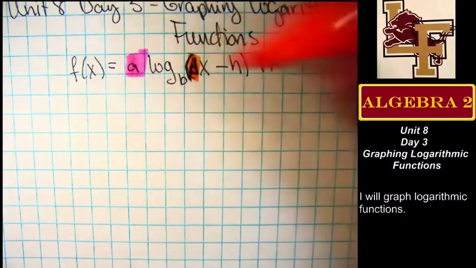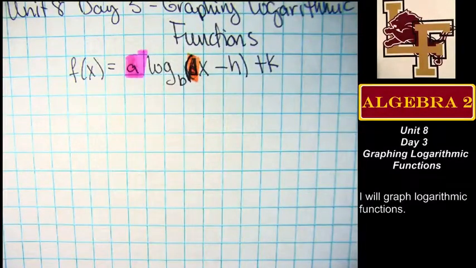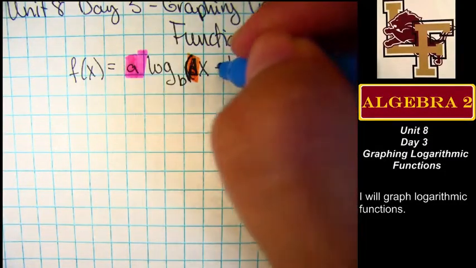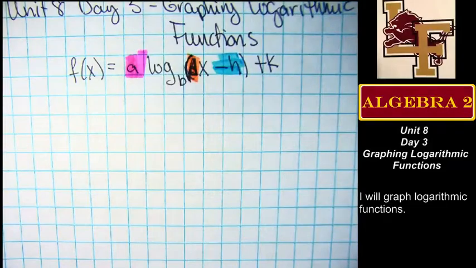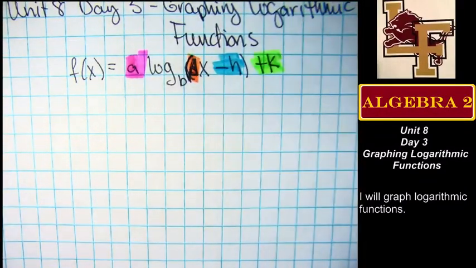Out here, inside the parentheses but outside of the X, controls what kind of thing? Horizontal. Reflect and stretch and compress. Perfect. This in here controls horizontal moves, horizontal shifts, horizontal slides. And this out here controls vertical up and down slides, shifts.